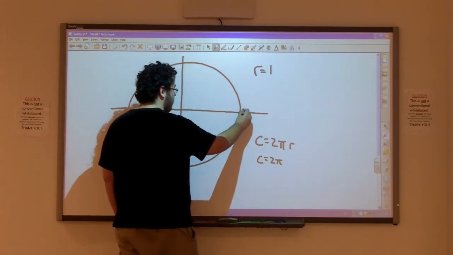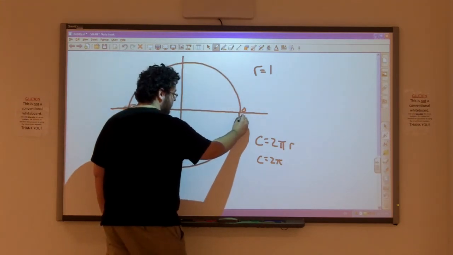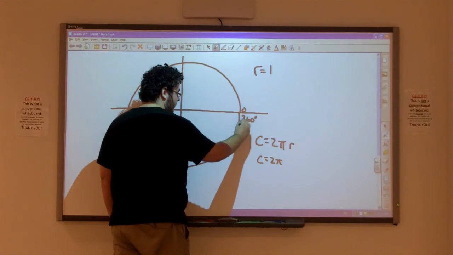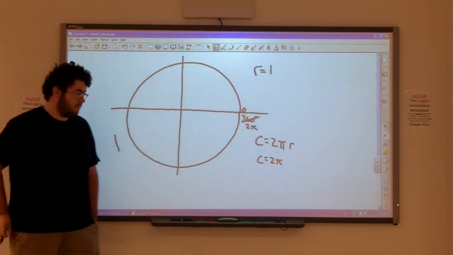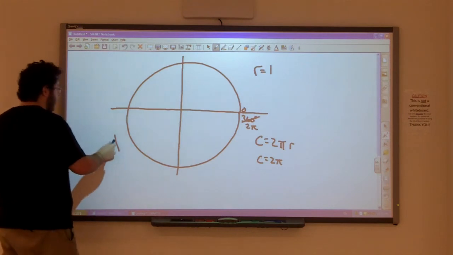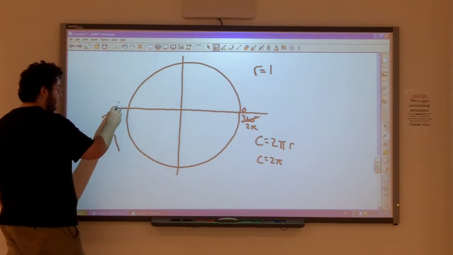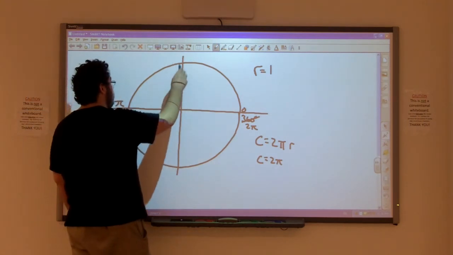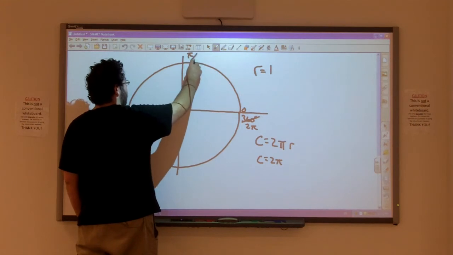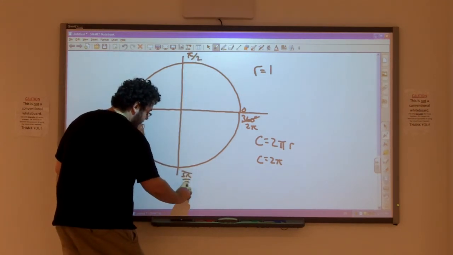So if we start at 0 and keep adding our angles as we go around, instead of being 360, we say this is now 2 pi. Okay? Instead of saying 180 here, we say this is pi because it's halfway around the circle. Same thing here. This is no longer 90. This is pi over 2. And here is 3 pi over 2.